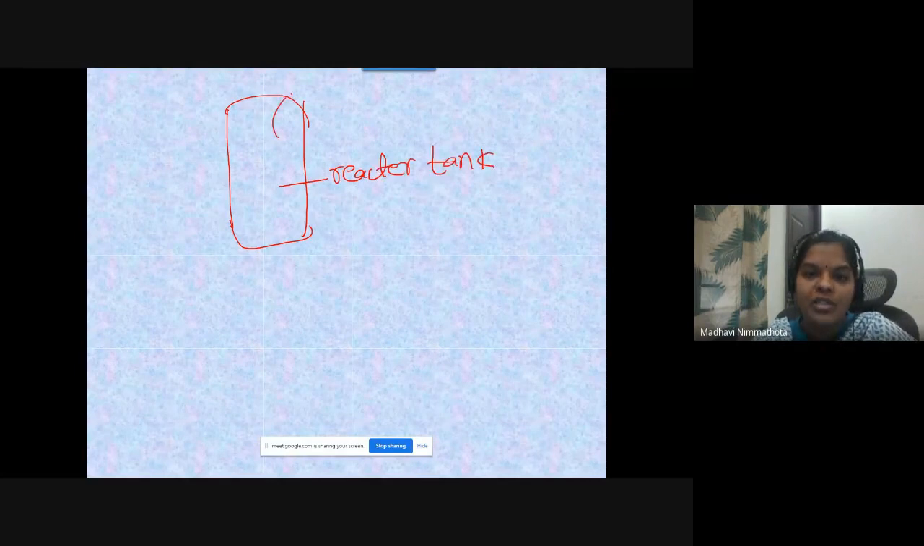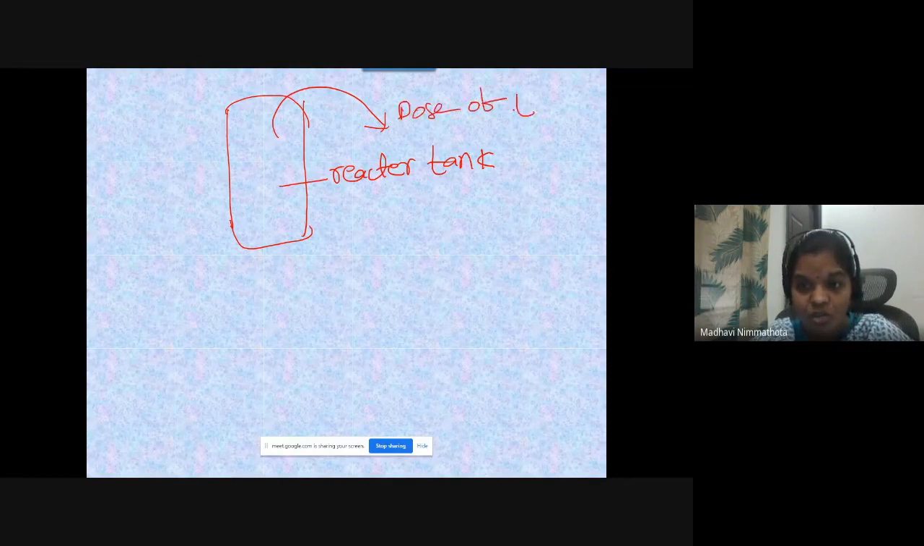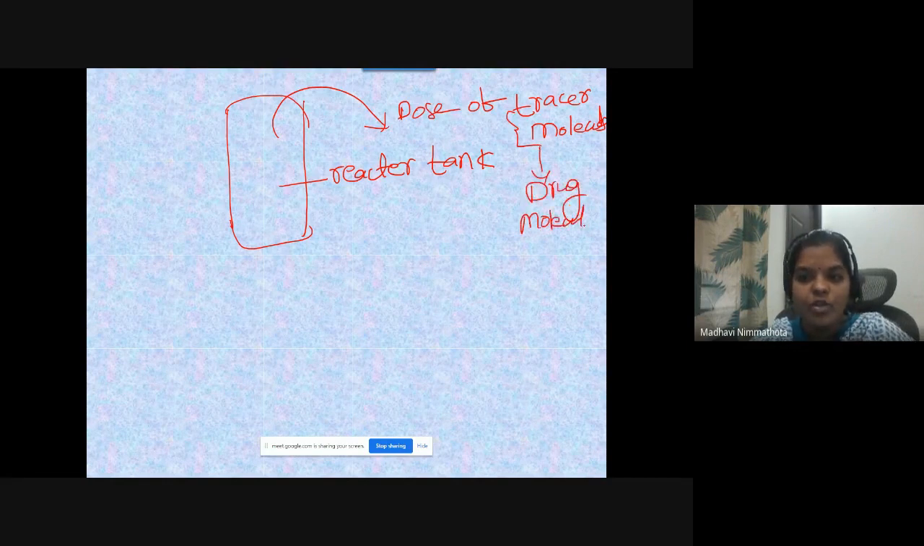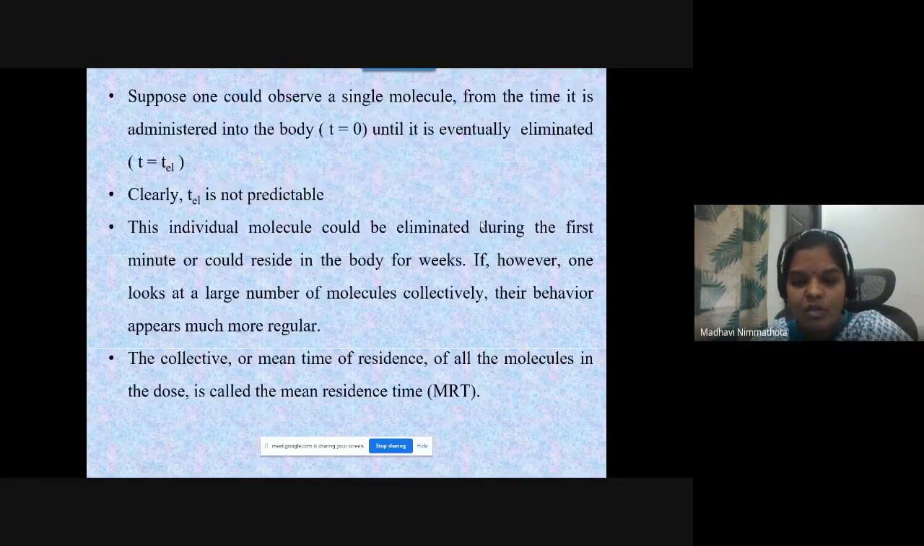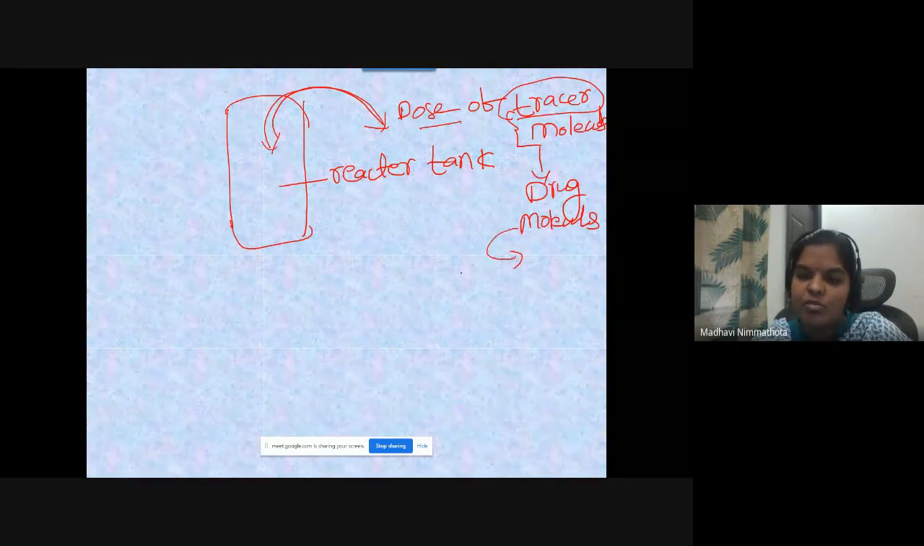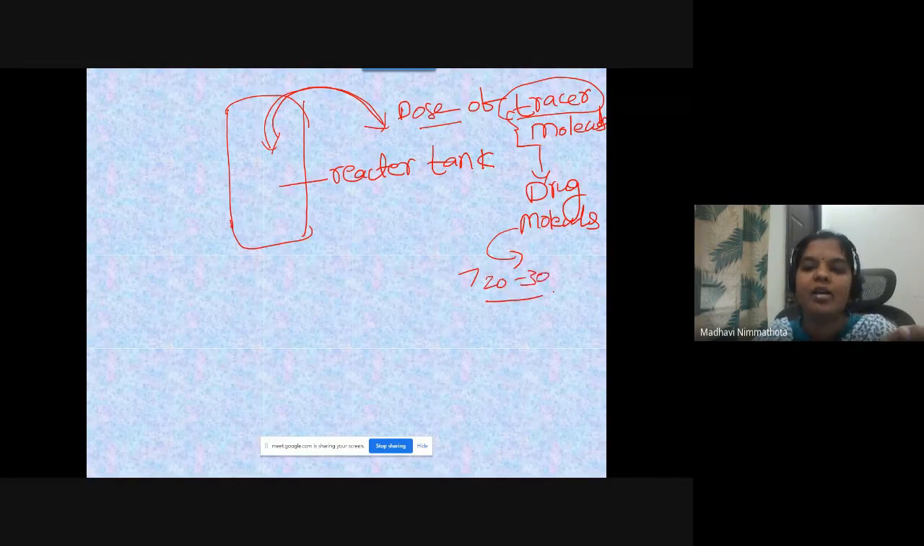Through this tank you have to introduce a particular dose of tracer molecules. Here your tracer molecules are nothing but the drug molecules or drug moiety. So when you introduce this particular dose of drug molecules into the reactor tank, I'm telling you about the molecules. This may contain a large number of molecules, approximately assume that 20 to 30 particles are present.